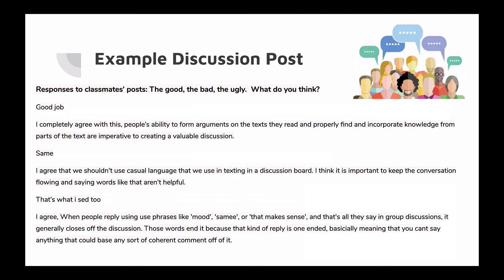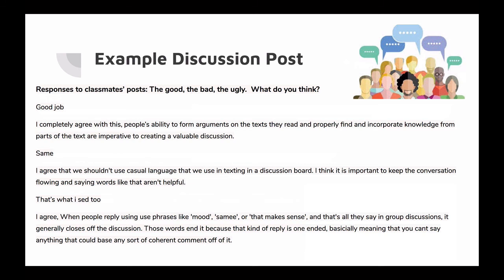I agree. When people reply using phrases like mood, same, or that makes sense, and that's all they say in group discussions, it generally closes off the conversation. Those words end it because that kind of reply is one-ended, basically meaning that you can't say anything that could base any sort of coherent comment off of it. So that one shows a level of depth. They are reprimanding whoever said same or whatever, but they are explaining in detail why that response is lacking. And that's what I'm looking for.